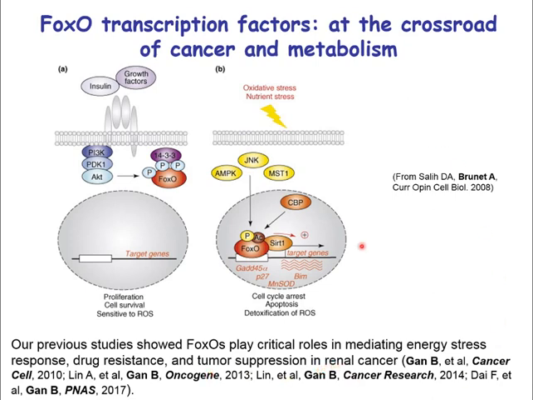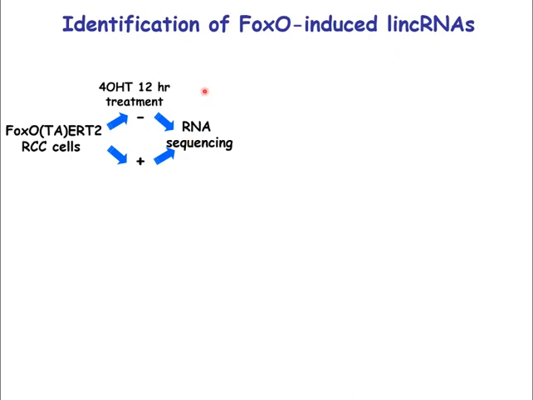So here we continue to study its function in kidney cancer, but focus on its potential function to regulate any non-coding RNAs. The approach we have taken here is to use a cell line we established in a previous study. We can turn on and turn off FOXOs by treating the cell with 4-OHT. This is similar to the tamoxifen treatment of Cre-ER2 to study Cre activation to induce gene deletion.